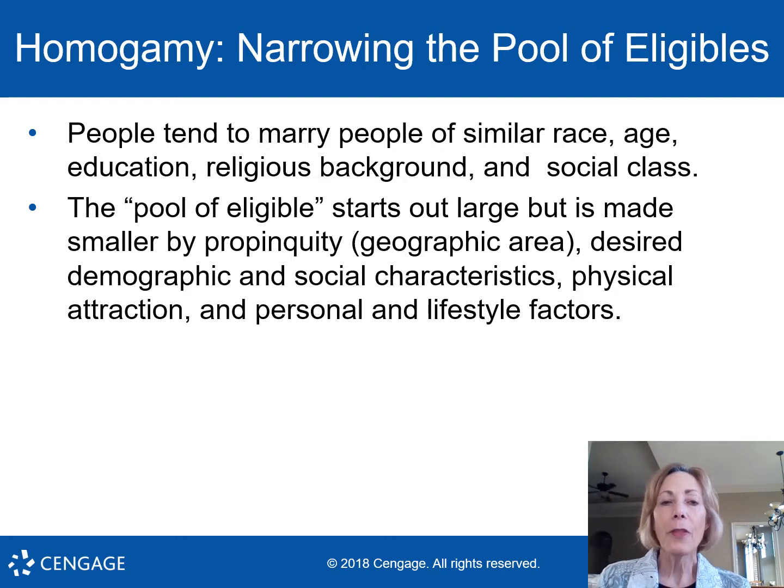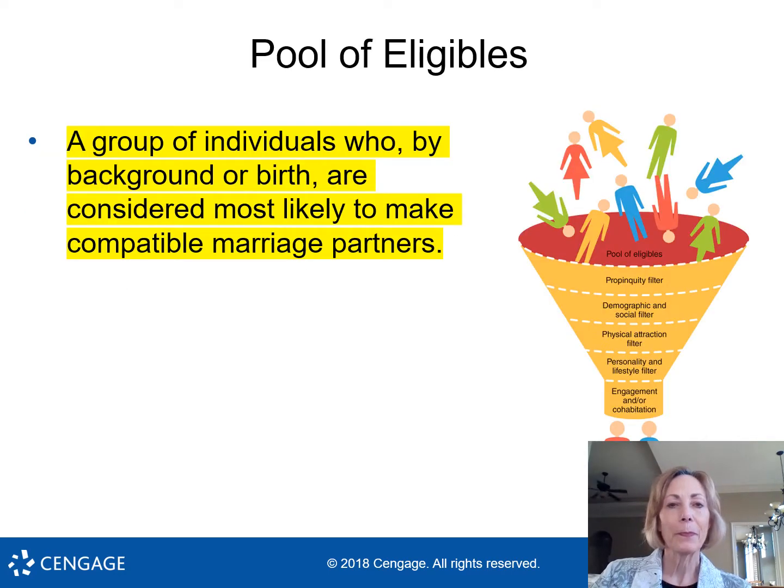The pool of eligibles starts out very large, but is made smaller according to our geographic area, the desired demographics, desired social characteristics, physical attraction, and then personal and lifestyle factors. So there's lots of things to consider when you are picking somebody to date and eventually marry. The pool of eligibles, I love this analogy here with the funnel. It's the group of individuals who by background or birth are considered most likely to be compatible as a marriage partner for you.